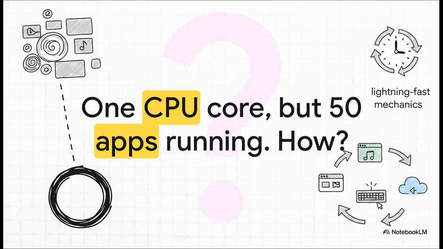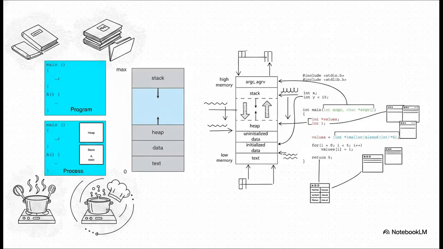Yet, right now, you probably have a web browser open with 20 tabs, maybe Spotify is playing in the background, your word processor is waiting for you to type, and your files are quietly syncing to the cloud. It's all happening at once. But if a CPU core can technically only execute one instruction at a time, how on earth are you running 50 apps simultaneously? Well, the answer lies in the hidden, lightning-fast mechanics of multitasking. Okay, let's dive into this.